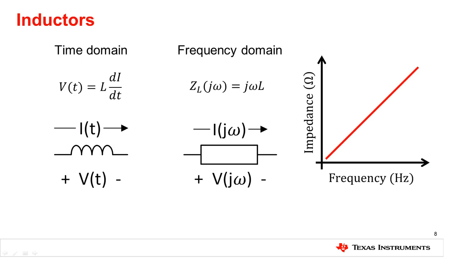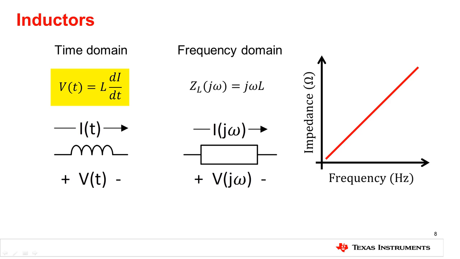We now consider the final passive component, the inductor. The inductor's transient behavior is defined by the formula V equals L di over dt, where V is the voltage across the component in time, measured in volts.